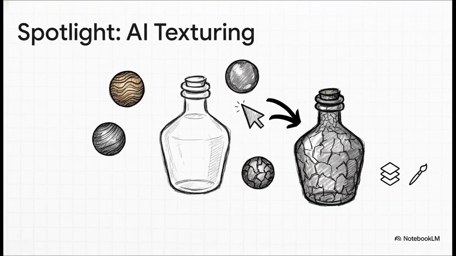Now, let's talk about what might just be the hidden gem in the whole platform, AI texturing. You can just type a prompt and get a bunch of different texture ideas. The pro move here is to find one that's kind of close to what you want, export it, and then use it as a starting point, a base layer to paint over in your main software. It's a massive time saver.